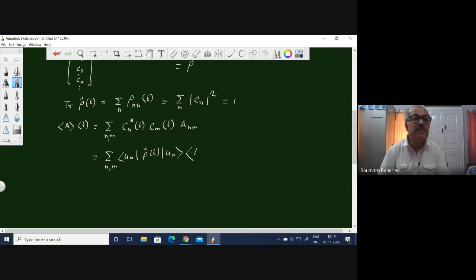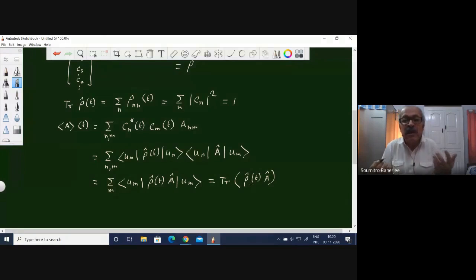It will be U_n, A operator. It is immediately clear that when you sum over n, this is nothing but 1. So it is basically the sum over n, sum over m, rho first, then A, and this is nothing but the trace of the matrix rho(t) A.